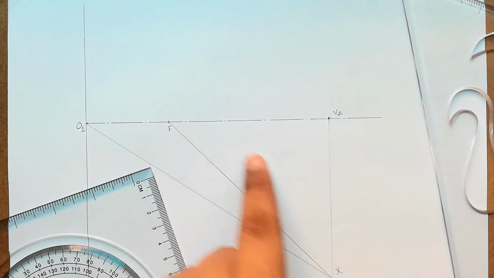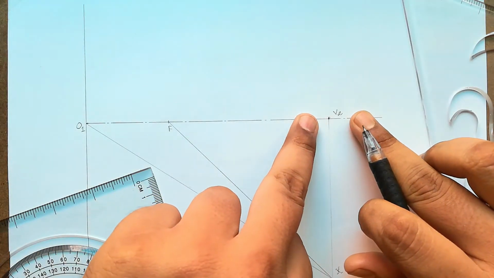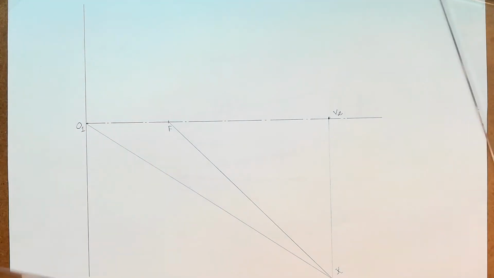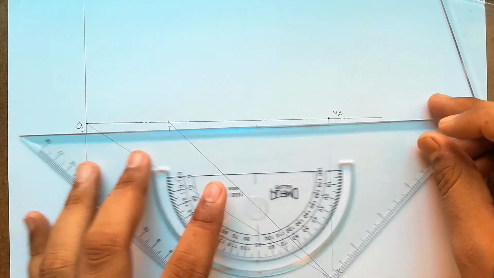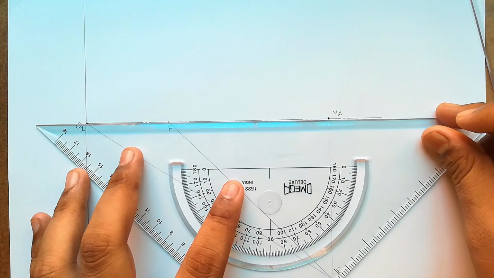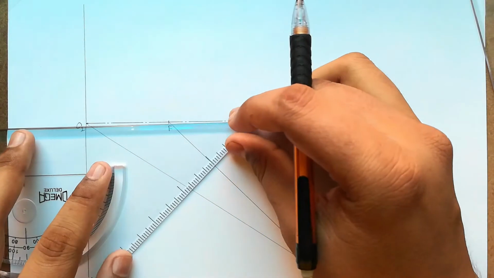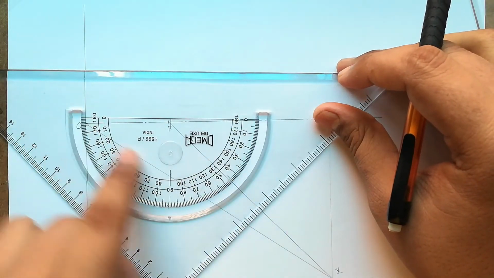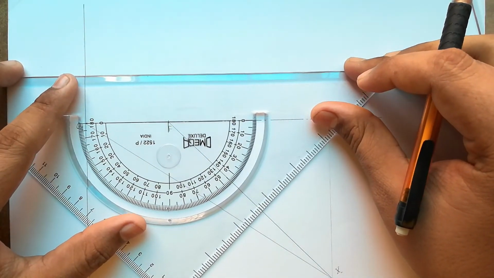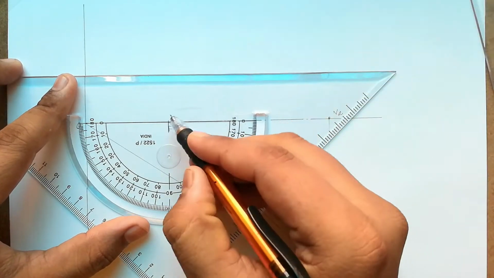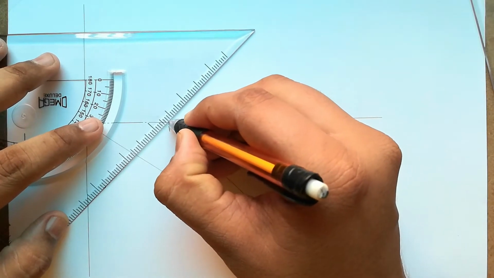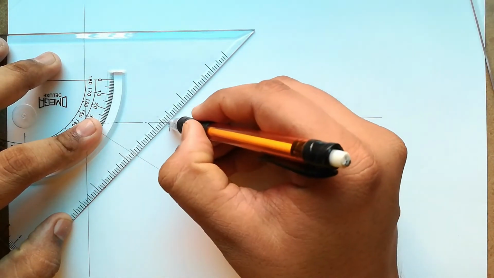Okay, so 45 degree in this direction gives me the second vertex point, and 45 degree in the alternative direction will give me the first vertex point. Once again I will repeat the same step. This is my reference line, or you can just use this protractor, and from here you can take the 45 degree inclination in this direction. So this is my 45 degree inclination, and over here this is my 45 degree point.